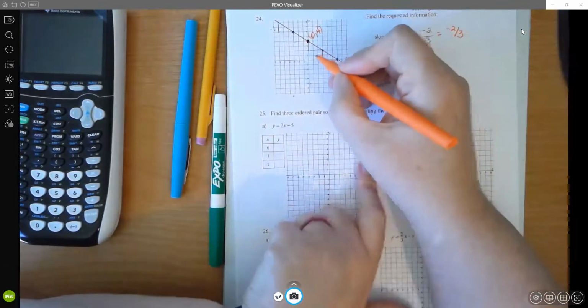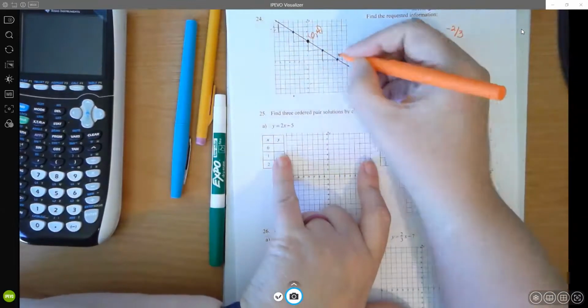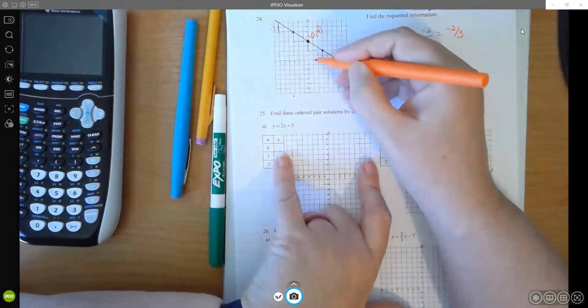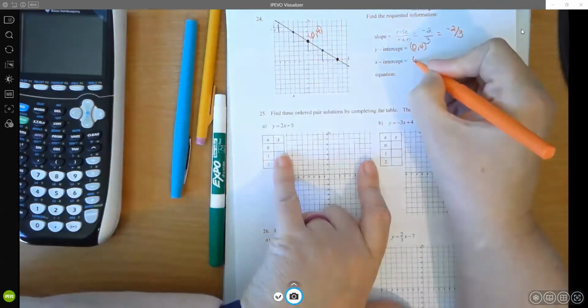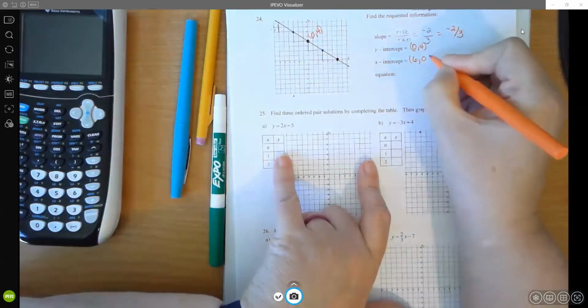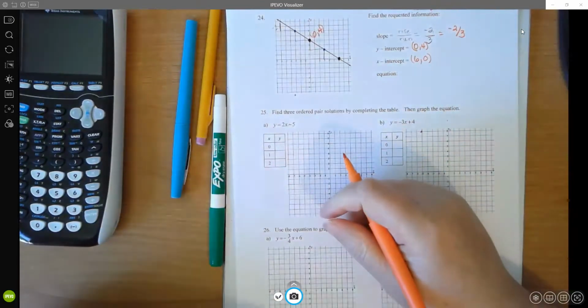And then the x-intercept is where this graph crosses the x-axis. 1, 2, 3, 4, 5, 6, which is the point over 6, up none, up 0: (6, 0).